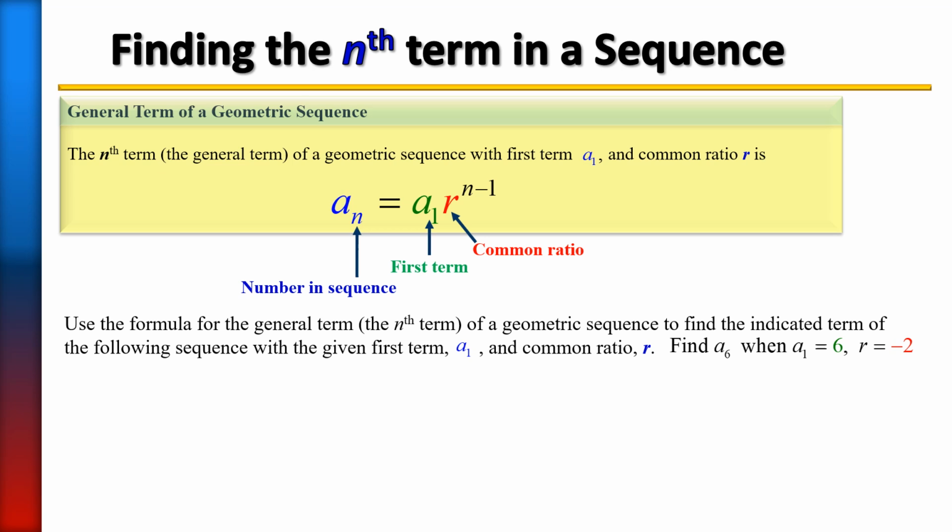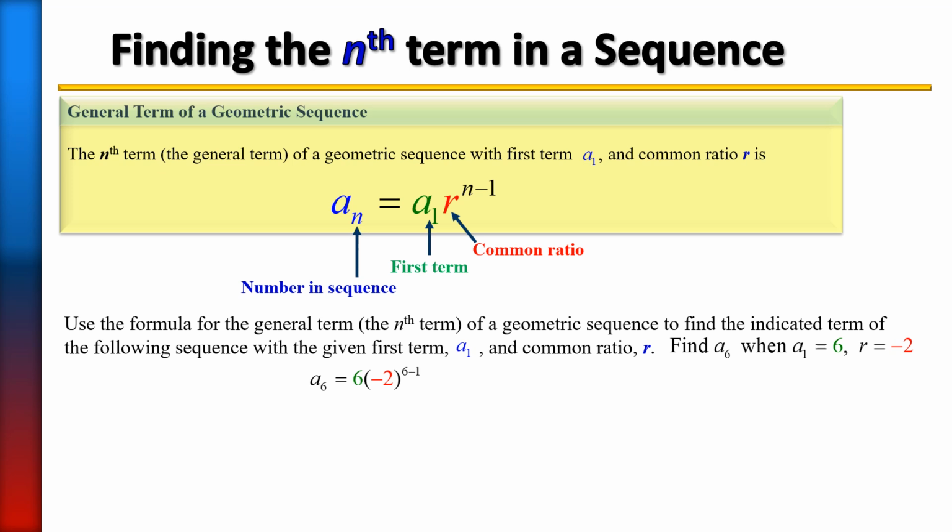Recall n is the term that you're going to find. In this case, it's the sixth term, so n in this case would be 6. So let's go ahead and plug in all the values. Once we plug in the known values, this is what we have.